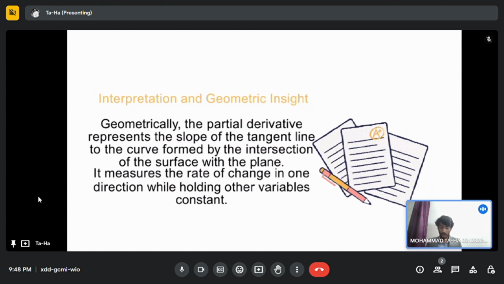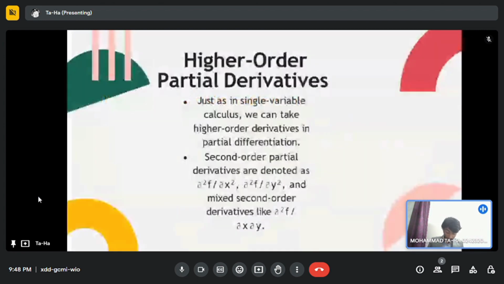Now, I am going to share about the higher order partial derivatives. Just as in single variable calculus, we can take higher order derivatives in partial differentiation. Second order partial derivatives are denoted as ∂² of f over ∂x², ∂² of f over ∂y², and the mixed second order derivatives like ∂² of f over ∂x∂y.